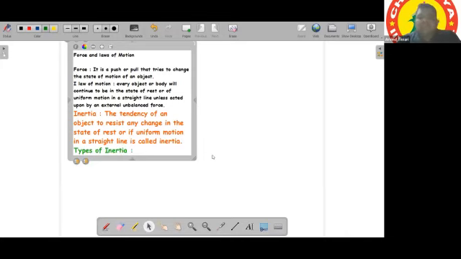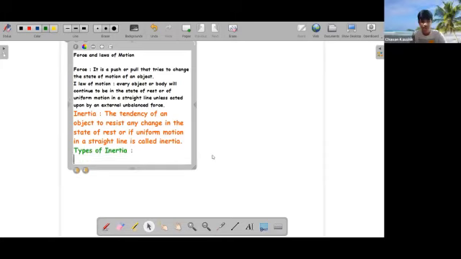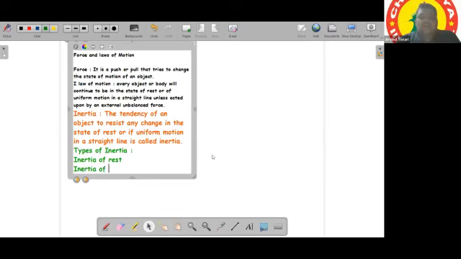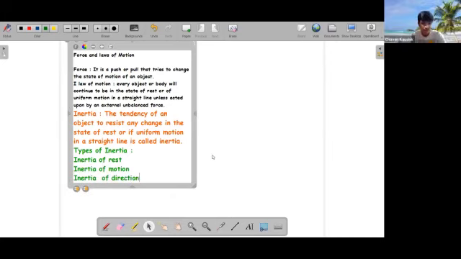What are the types of inertia? Chavan, what are the types of inertia? You mean movement wise, like inertia at rest, inertia in motion, inertia in one direction? Yes, we have inertia of rest, inertia of motion, and inertia of direction. So these are the three types of inertia: inertia of rest, inertia of motion, and inertia of direction.